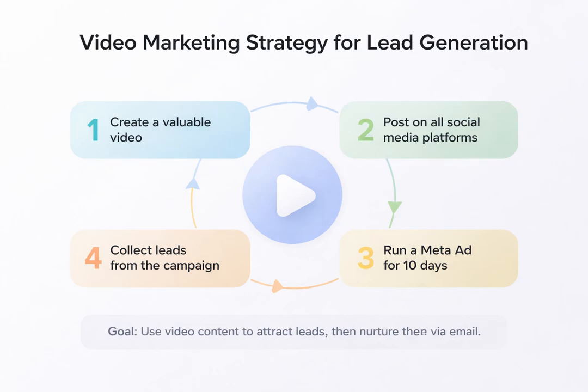Now, let's shift to video marketing, and specifically how it connects to your email marketing strategy. Here's the approach. You create a valuable video, you post it across all your social media platforms, you run a Meta ad, that's Facebook and Instagram, for about 10 days, and through that campaign you collect leads. Those leads then go into your Flowdesk audience, where you nurture them with your email flows. Video is the bait, email is the net. Together, they're incredibly powerful.